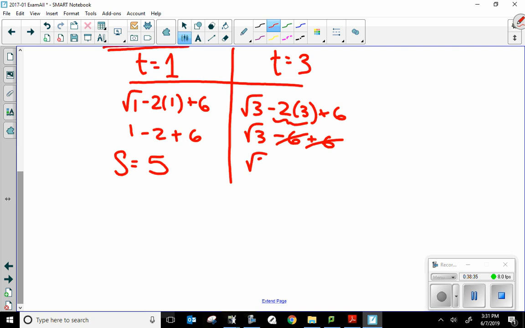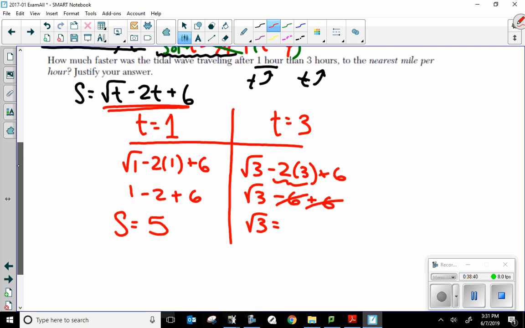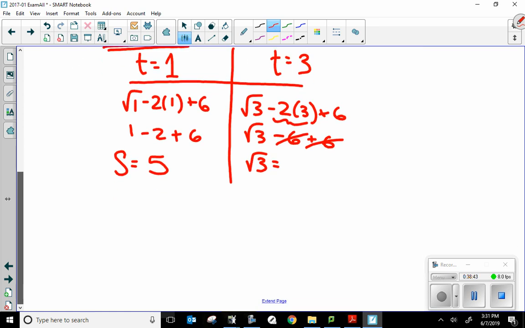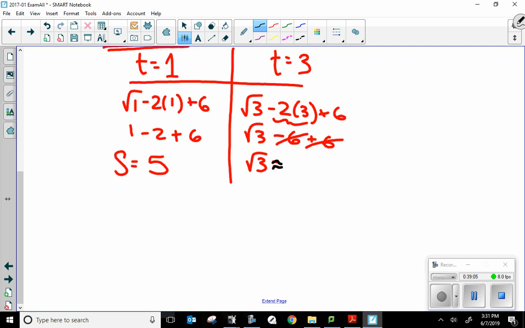These cancel. It's the square root of 3, and they want to know how much faster, to the nearest mile per hour. So I'm going to round, so it's going to be decimals. I'm going to actually take the square root of 3 and figure out what that is. It's 1.7, is it 2.3 or 3.2? Come on, mine. There you go. The square root of 3 is 1.732, let's call it. So that is approximately 1.732. So that's going to equal my s here, all right?